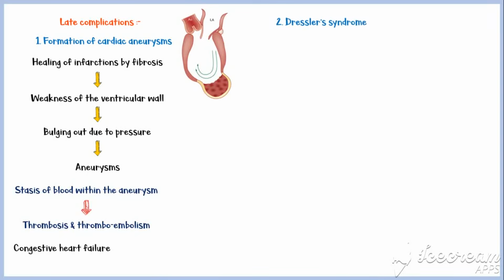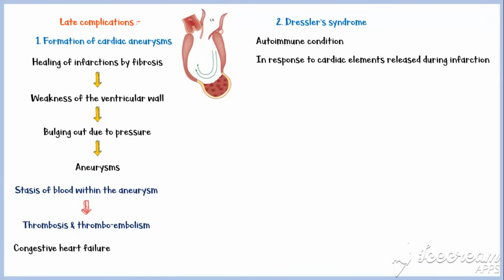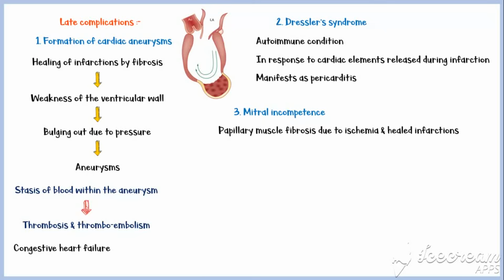Dressler's syndrome is another late complication. It is an autoimmune condition which occurs in response to cardiac elements released during infarction. Commonly manifests as pericarditis. Mitral incompetence may occur due to papillary muscle fibrosis caused by ischemia and healed infarctions.